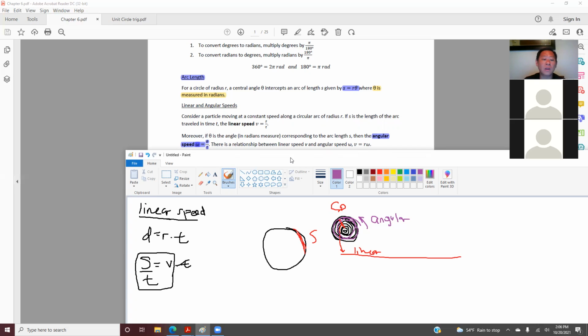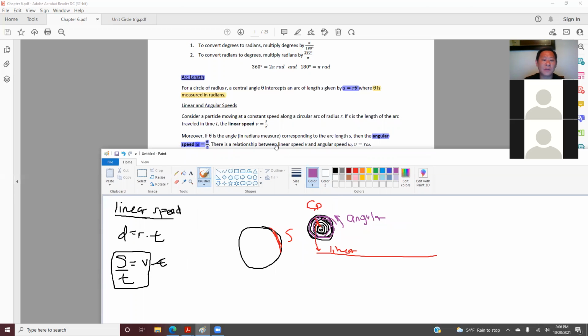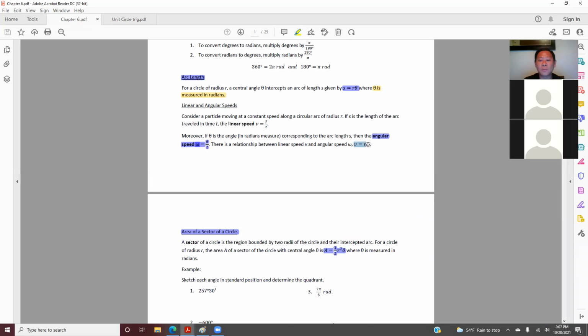So one of the formulas for the angular speed in this case is omega equals theta divided by time. The symbol here is omega, and theta in this case is the angle. This angle is formed when you read it, and it's over time. And then there is a relationship between linear and angular speed. This is actually an important formula.